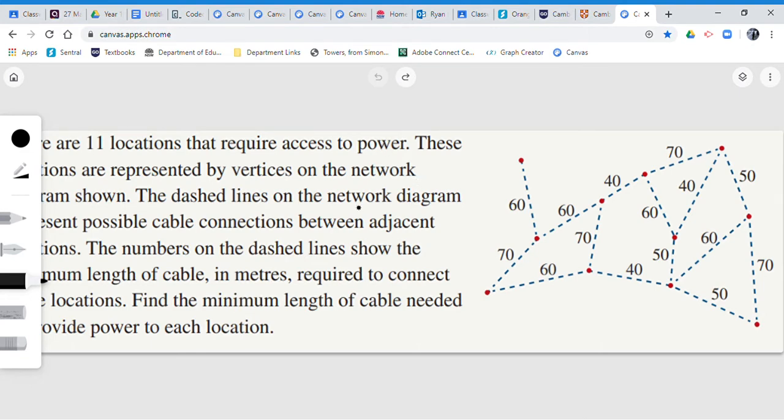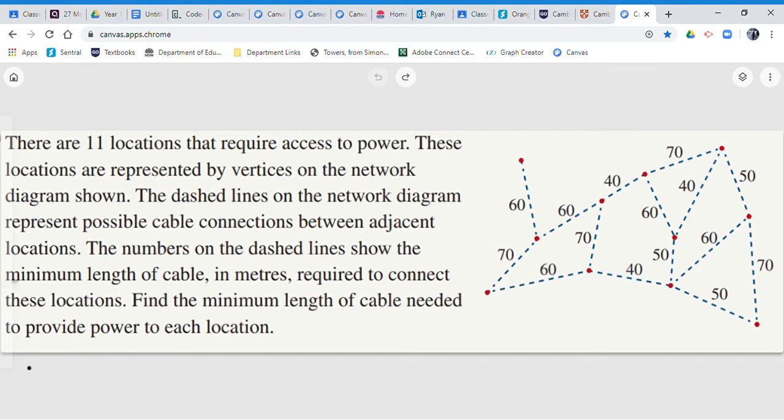So I'm going to do one of the connector problem examples. In this problem, there are 11 locations that require access to power. The 11 locations are represented by the red vertices shown on the network graph on the right. The dashed lines in the network diagram represent possible cable connections between adjacent locations. The numbers on the dashed line show the minimum length of cable in meters required to connect these locations. Find the length of cable needed to provide power to each location.